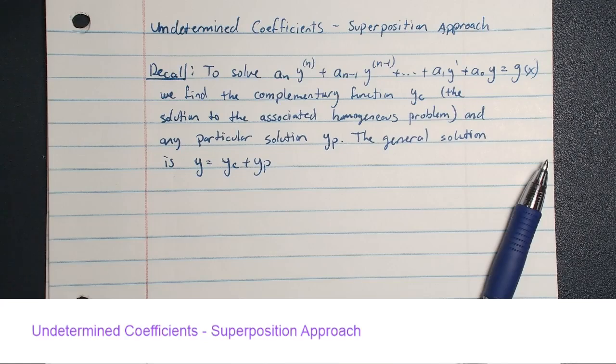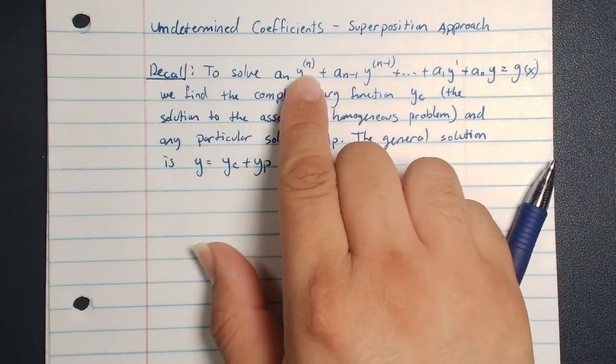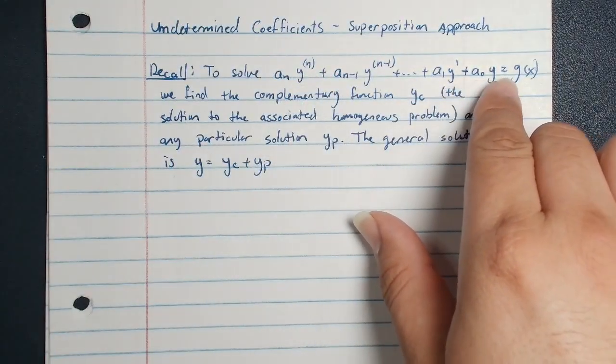All right, in this section, we're going to look at the method of undetermined coefficients, and we're going to use what's called the superposition approach. The fact that we're naming it the superposition approach suggests that there's another approach, which we will talk about in a coming section.